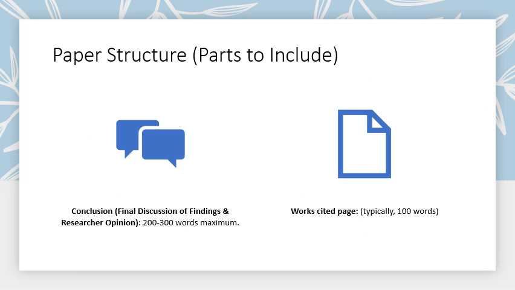There are 2 final parts to include in your paper, your conclusion, and I like to think of conclusions as leaving the reader in a different spot from where they started. So as your reader finishes up, what takeaway points should they keep in mind as they go forward? So it's the final discussion of the findings and the implications of your topic. And you can also have some room here for researcher opinion.